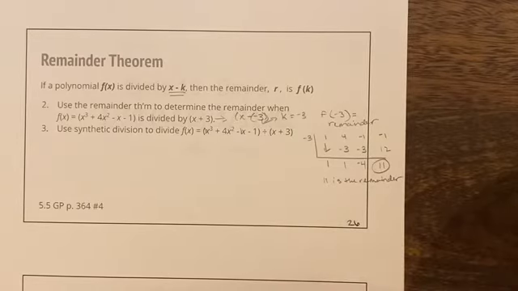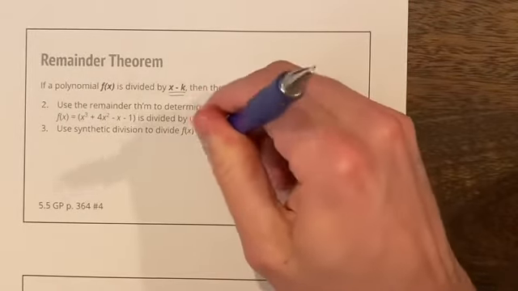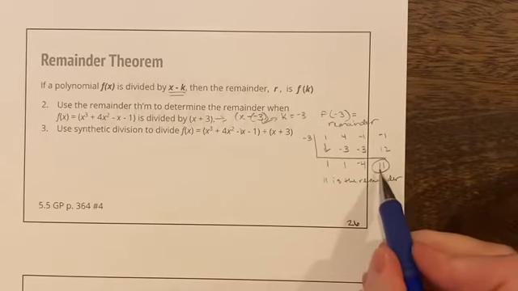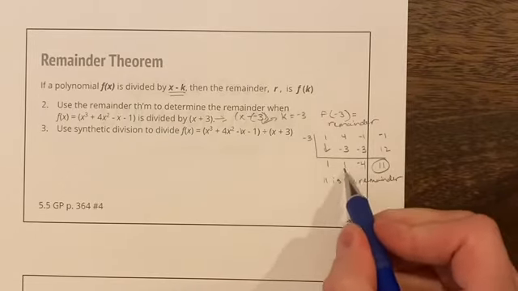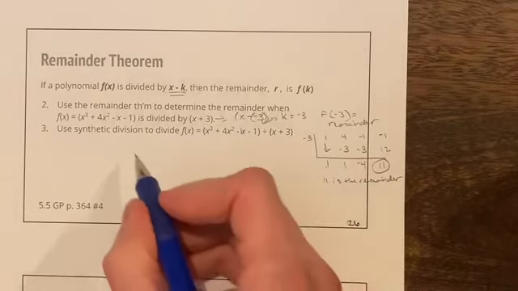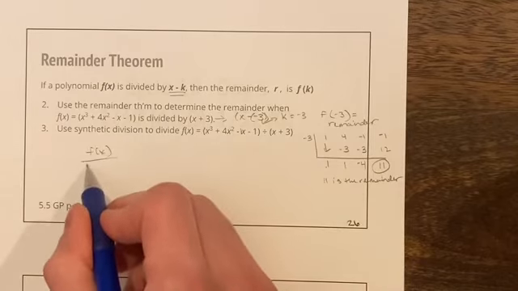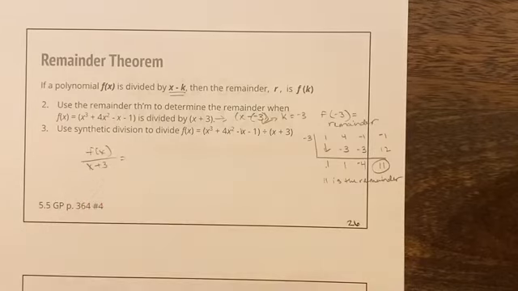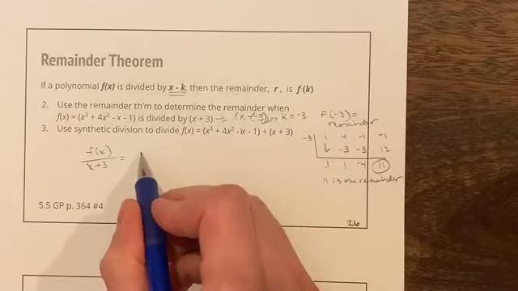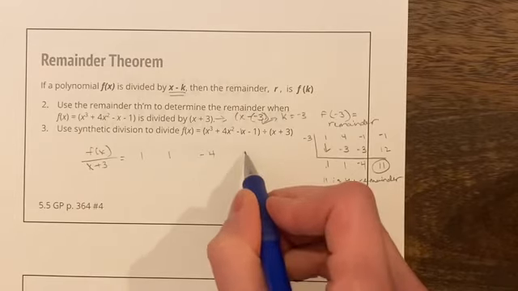Use synthetic division to divide. We're actually not going to use long division to divide this. We're going to use what we just learned from the previous slide. So this is our remainder. These numbers are part of the quotient, the answer. So if we're dividing f of x by x plus 3, it's going to equal, we're just going to put these numbers in there. For right now, we're going to write 1, 1, negative 4, and 11.